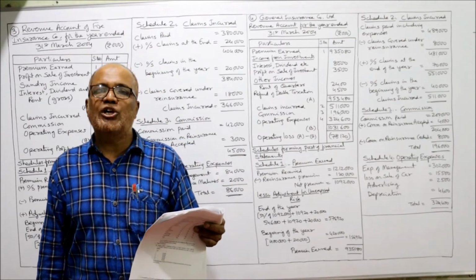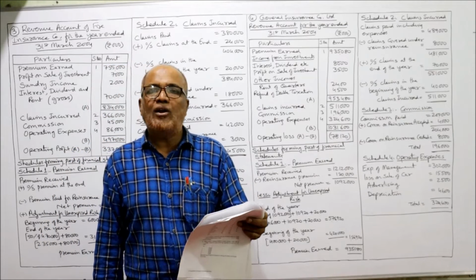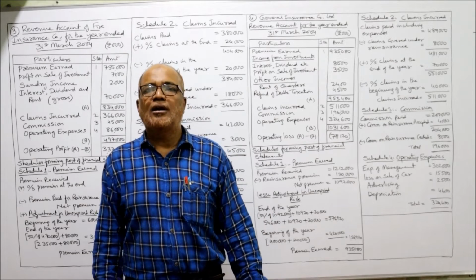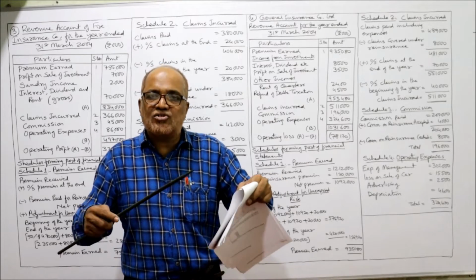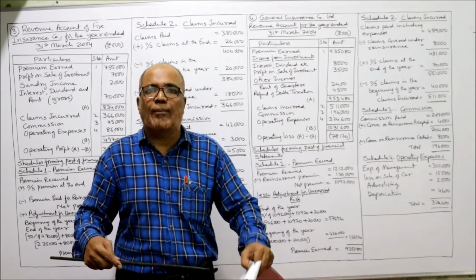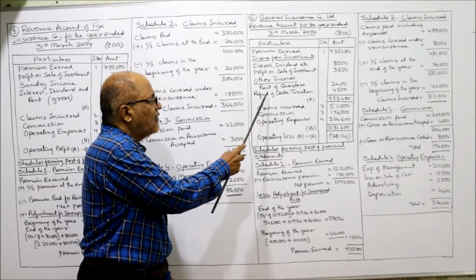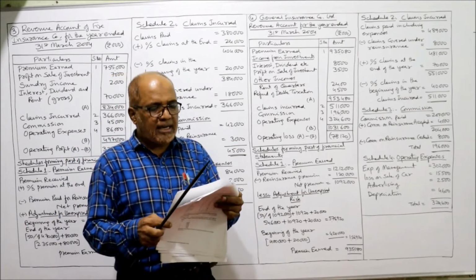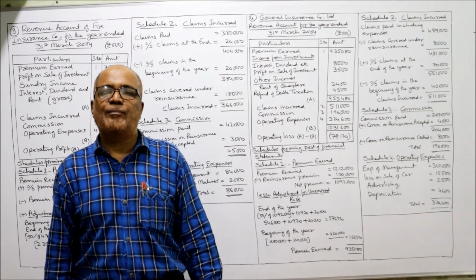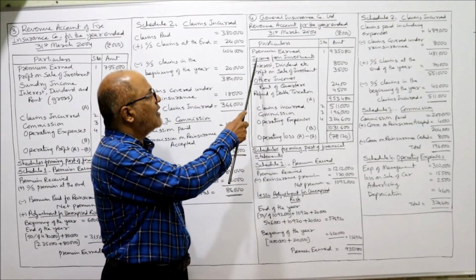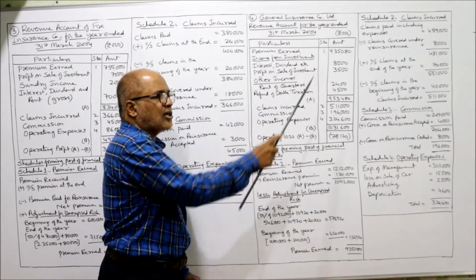Advertising, 4th schedule, operating expenses. Refund of double taxation is treated as income, other income. So it should be taken under other income, refund of double taxation. Next one is interest and dividend. This is income from investment. Here, income from investment: interest, dividend, etc.